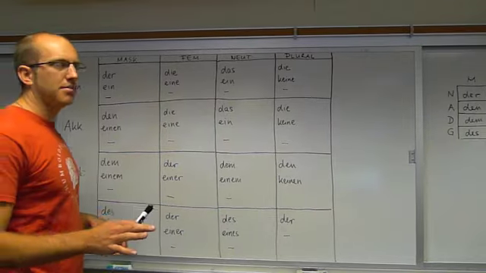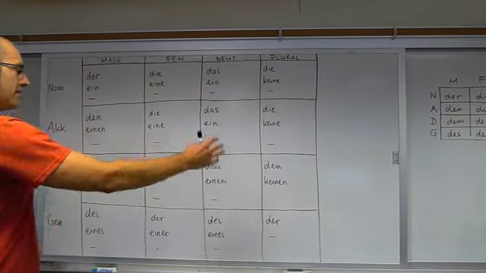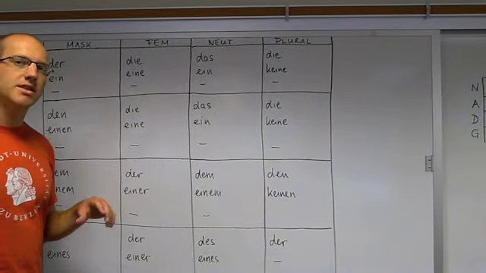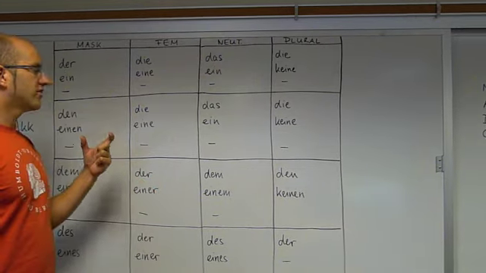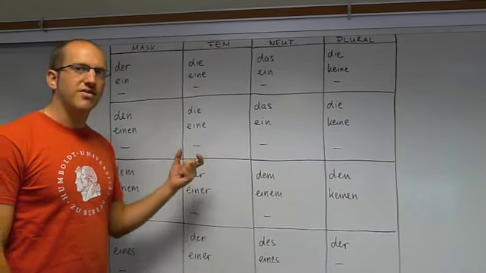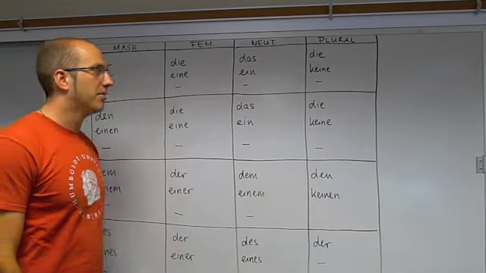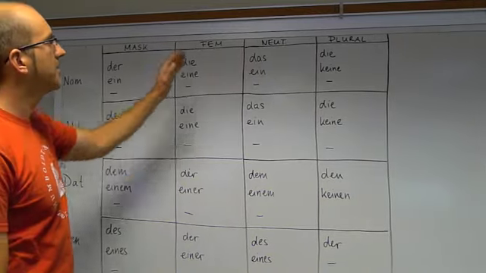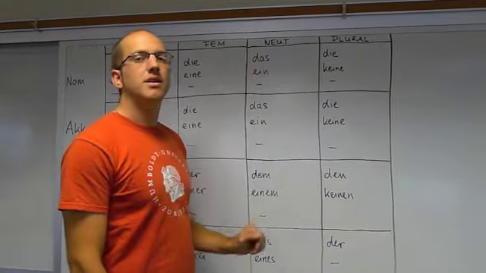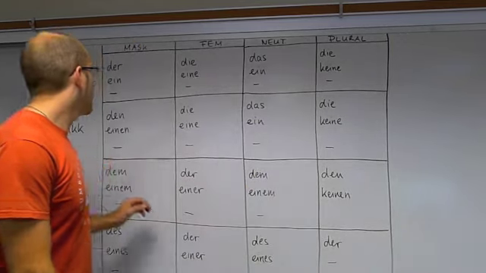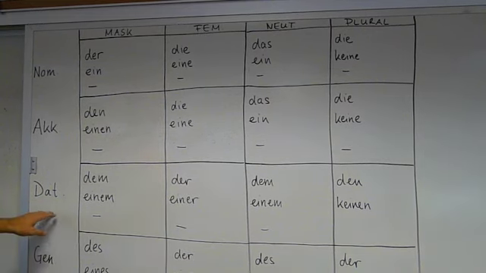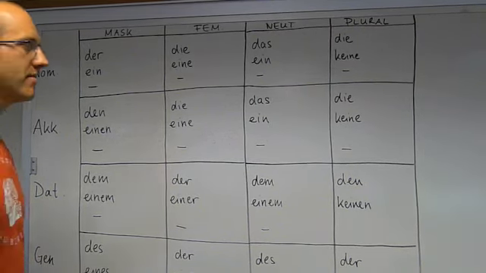The way I've set this up on the board is we have the mega chart that accounts for all the different possibilities of different articles that might come before an adjective and its noun. So here we have a masculine column, feminine column, neuter, and plural. Here we have the cases: nominative, accusative, dative, and genitive.